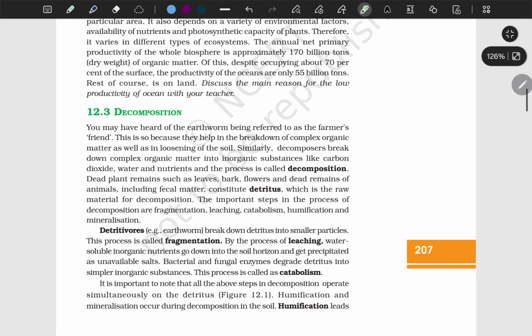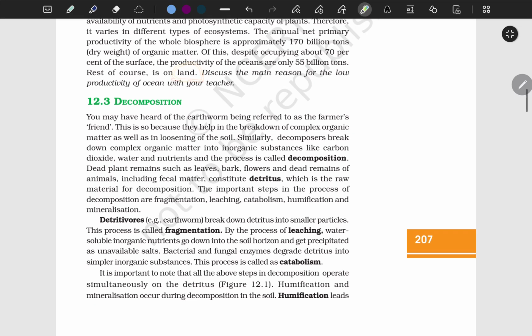So basically, what is the productivity of the land? 170 minus 55, in billion tons. So it will be 115 billion tons. This is the primary productivity of the land, despite it covering a smaller surface area in comparison to the oceans.